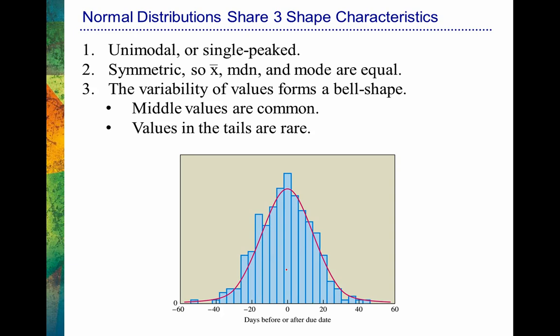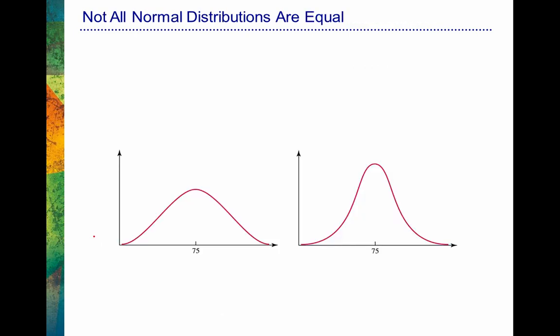So these middle scores in here are very common. These scores in the tails of the distribution, we call these tails, are actually relatively rare. So that's one thing we're trying to understand when we look at these normal distributions: what are the common values, what are the common birth dates, what are the rare birth dates. Common birth dates happen a lot. Very rare birth dates don't happen as much. Relatively speaking, of course.